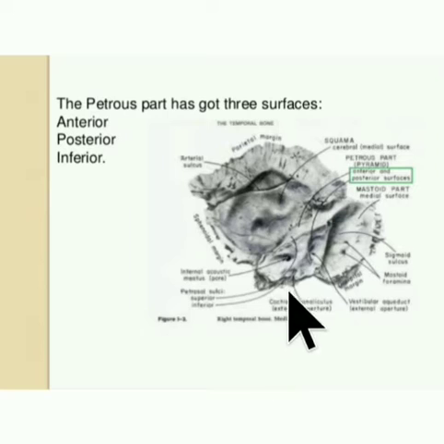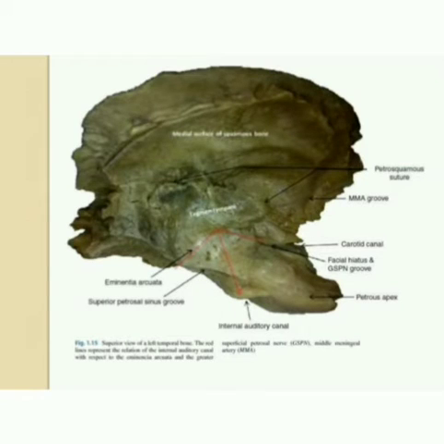You can see in this picture, this is the petrous part of the temporal bone. Here comes the apex of the petrous part of the temporal bone, and this region becomes the base, and it is united to the mastoid process. The petrous part has three surfaces: the anterior surface, the posterior surface, and the inferior surface.